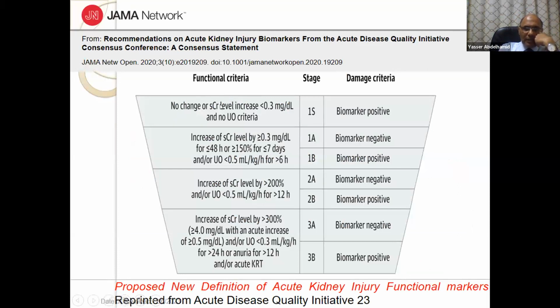These are the functional criteria we are all familiar with: change of serum creatinine and the change of urine output. They classify according to 1A, biomarker negative, 1B, biomarker positive, 2A, biomarker negative, 2B, biomarker positive, etc. So they classified stages of acute kidney injury into these categories according to biomarkers being positive or negative.